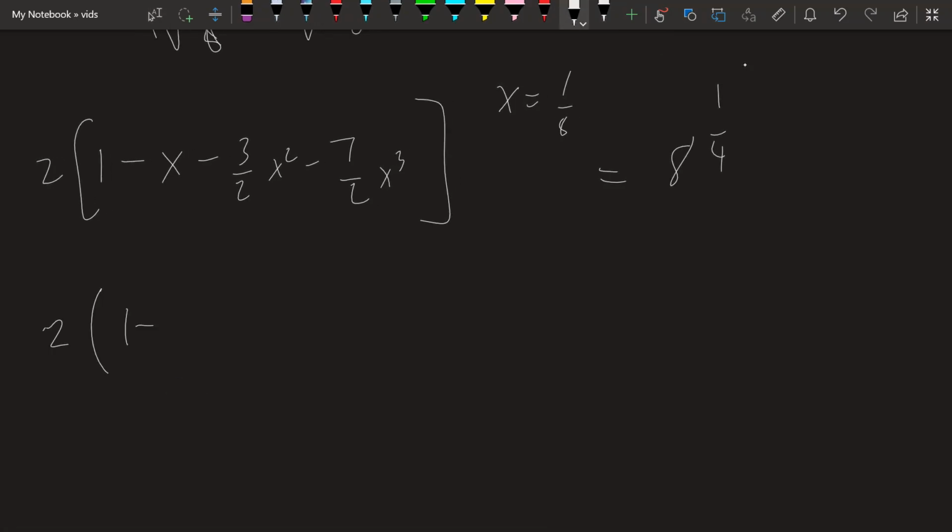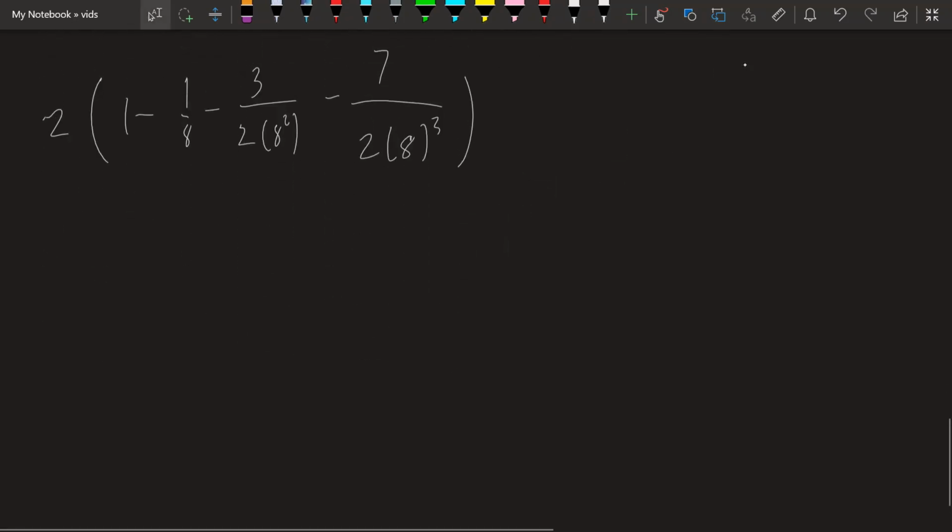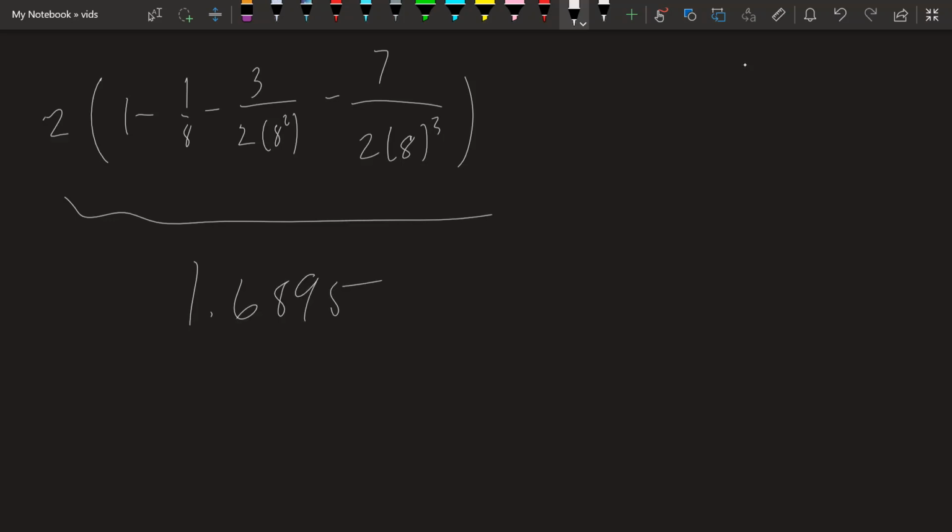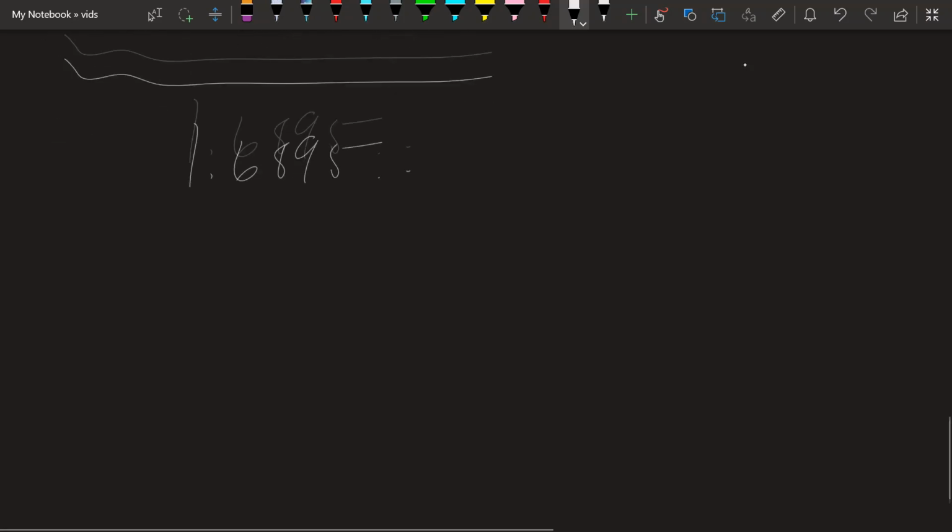It's going to be 1 minus 1 over 8 minus 3 over 2 multiplied by 8 squared minus 7 over 2 multiplied by 8 cubed. And using a calculator, you should get like 1.6895. And then it goes on. Right, so let's go to part C.